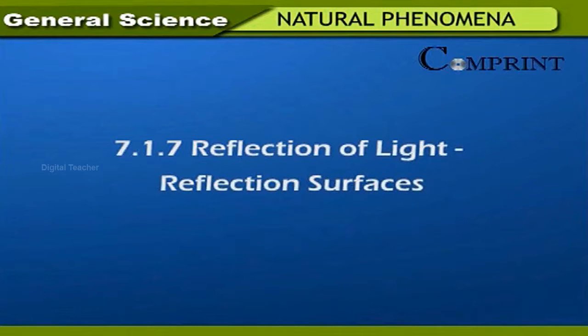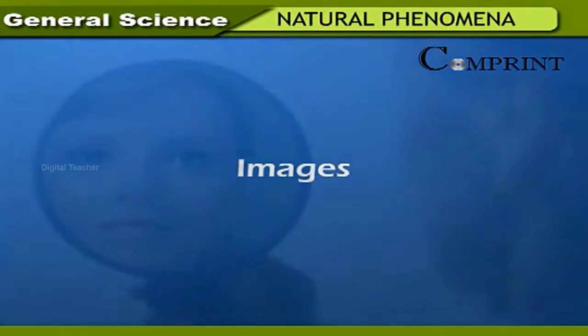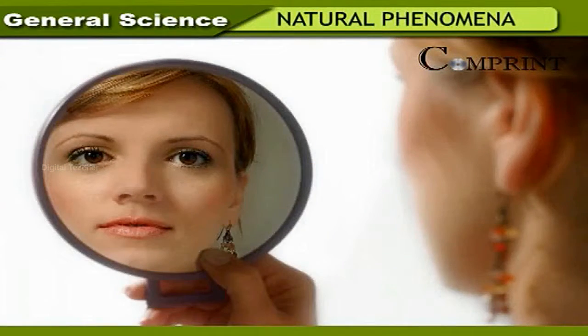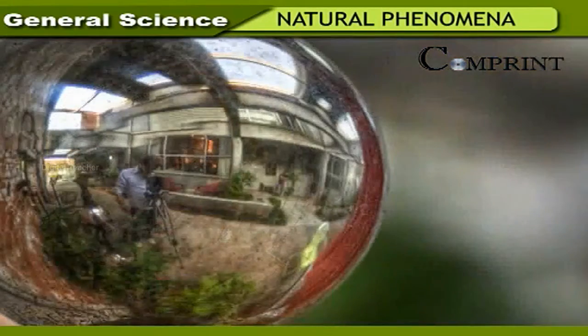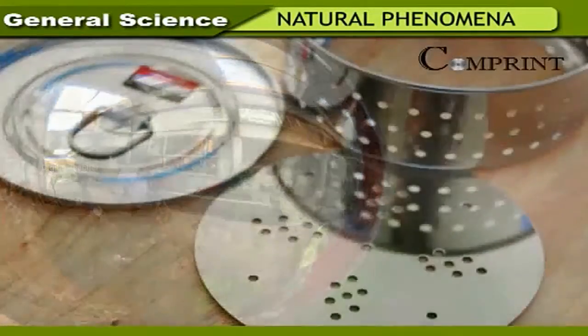Reflection of light. Reflective surfaces. Images. We generally use mirrors to see our images in our houses. When we stand in front of a mirror, our image is formed because the light on us reaches the mirror and gets reflected from the mirror surface. This process of coming back of light rays is termed as reflection and the surface is called reflective surface.